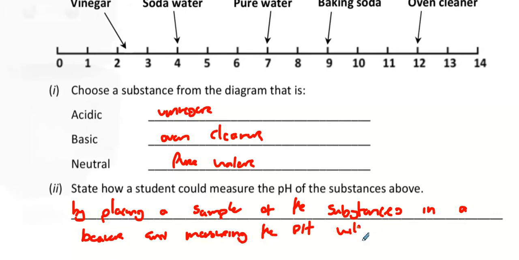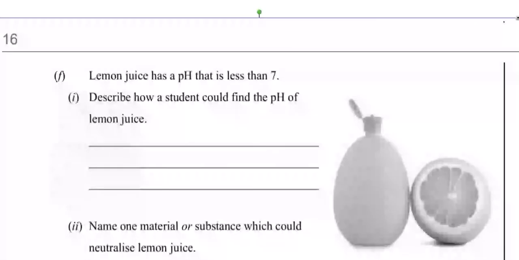With a pH meter. You could also use universal indicator and then match the color to the chart to find out what the pH of the substance is. That's a longer answer, I just didn't really want to write it. Okay, but you can do that.